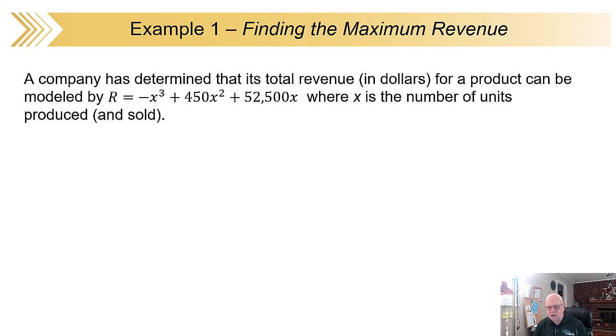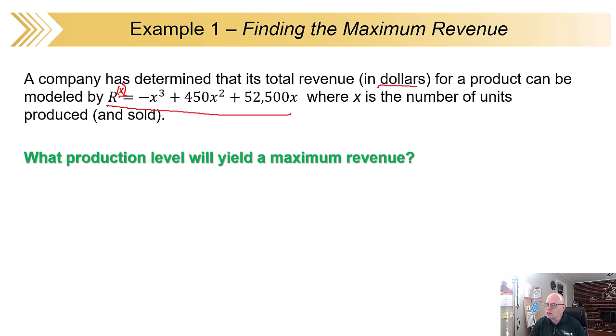All right, let's get right into the examples. We're talking about revenue this time, and we've got a model. If you wanted to be a little more mathematical about it, you might make this R as a function of x, where R is the revenue in dollars, and x is the number of units produced and sold. The question is, at what production level, that's x, will we get a maximum revenue?